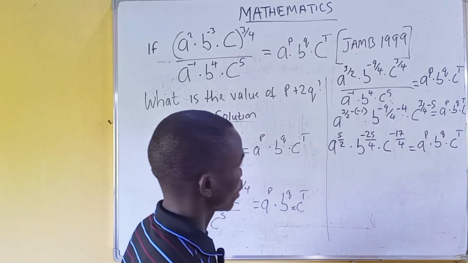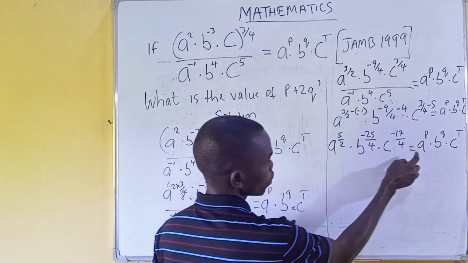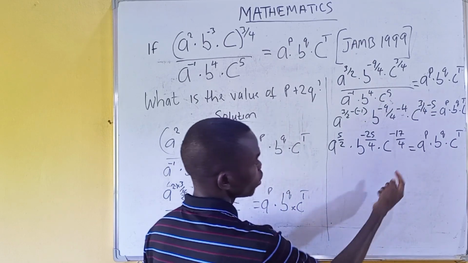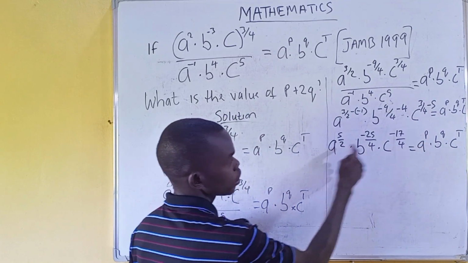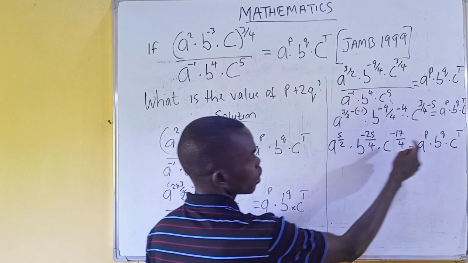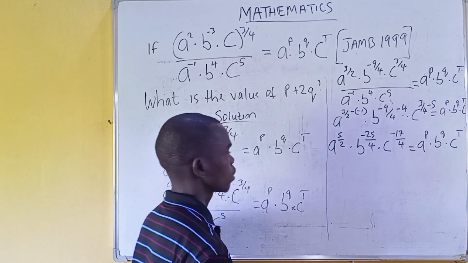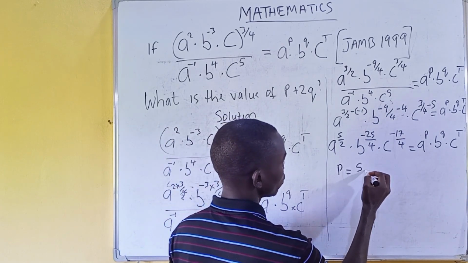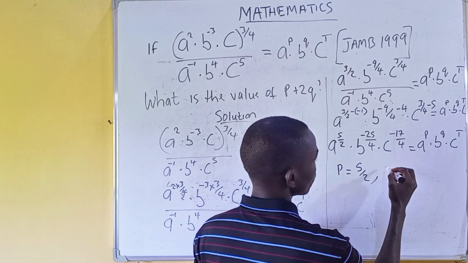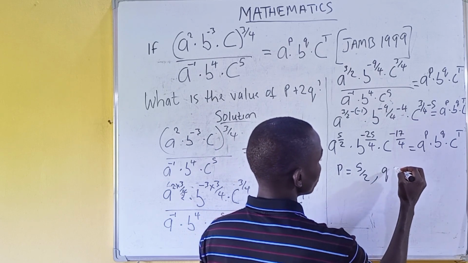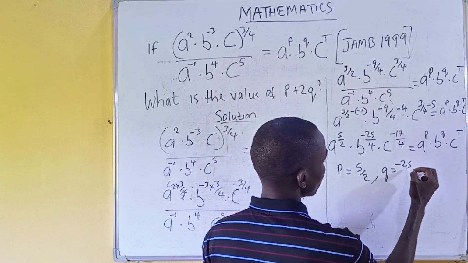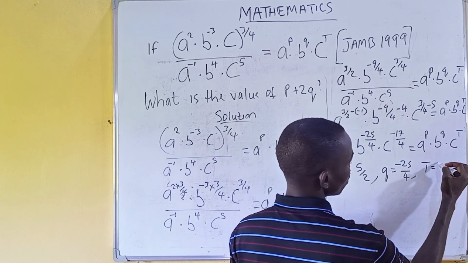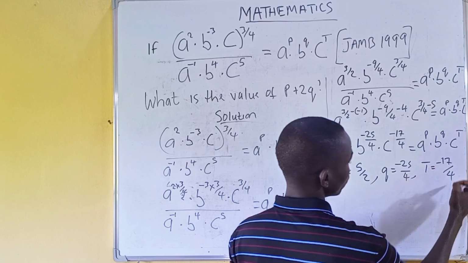If you look at this question now, this is equal to this, and this is equal to this. That means P will be equal to this, Q will be equal to this, and T will be equal to this. So P will now be equal to 5/2, Q will now be minus 25/4, and T will now be minus 17/4.